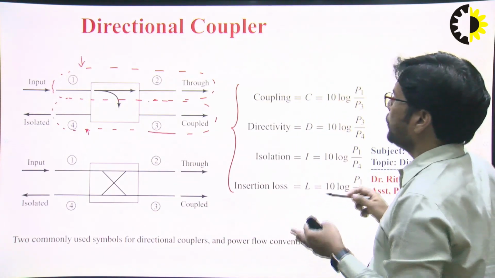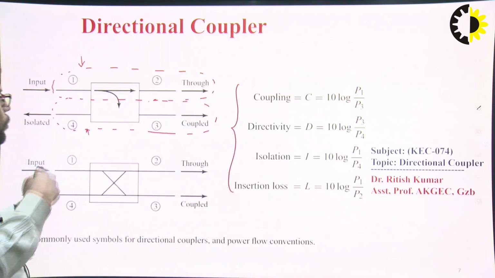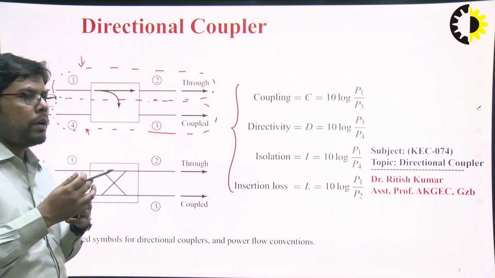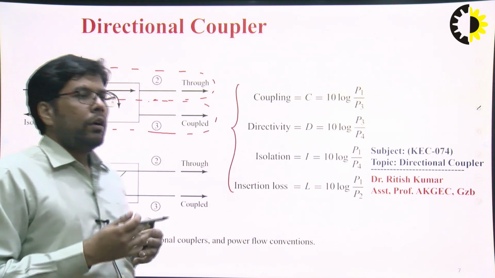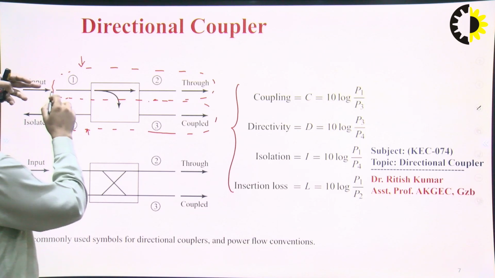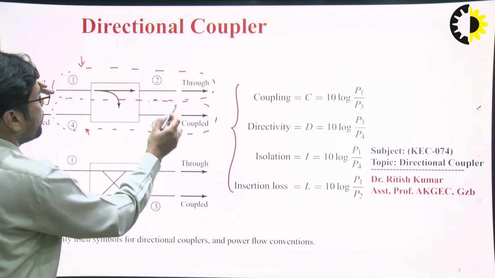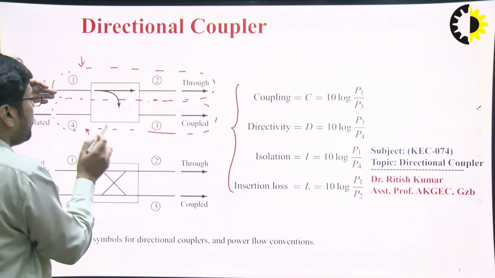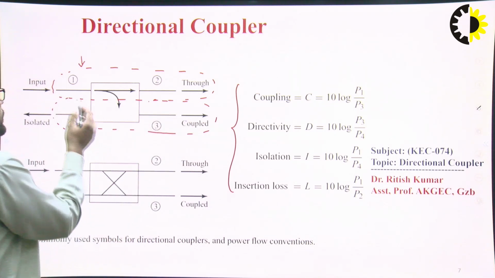Then you will get the coupling coefficient. If I talk about directivity, if you correlate this with the antenna radiation pattern, directivity is nothing but the ratio of front power to back power. So if you apply the input at port number 1, simultaneously you will get power at port number 3 and port number 4 respectively, and we say this is the forward power and this one is the backward power.